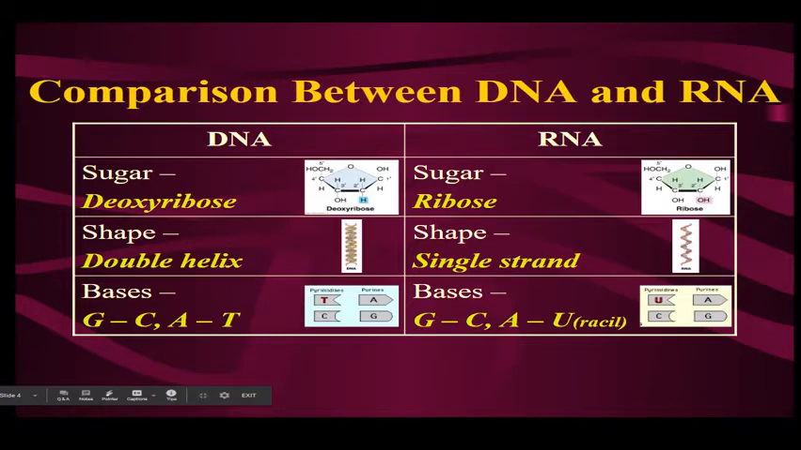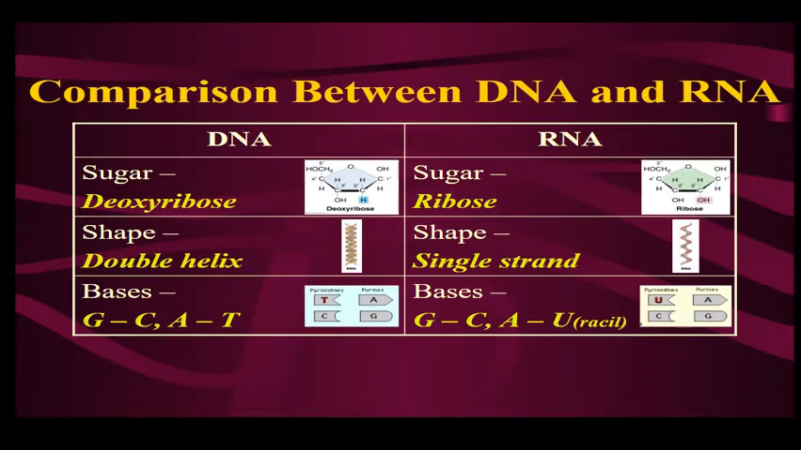So in terms of the sugar, we know that DNA has deoxyribose. RNA also has a sugar, but it's called ribose. So just like DNA gets its name from the deoxyribose sugar, RNA also gets its name from the sugar ribose. The shape of DNA is a double helix, 2 strands that wrap around each other.